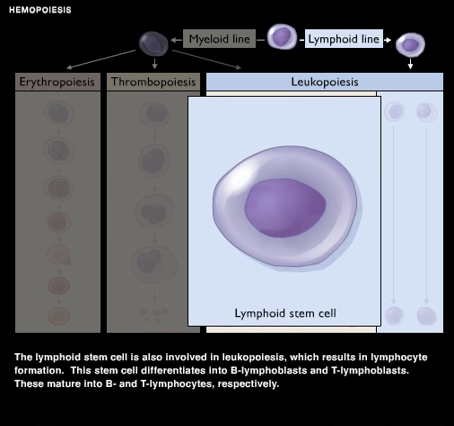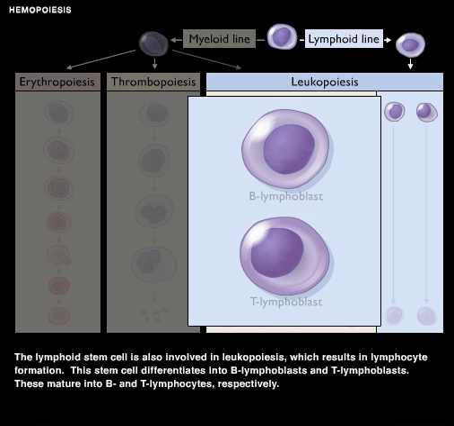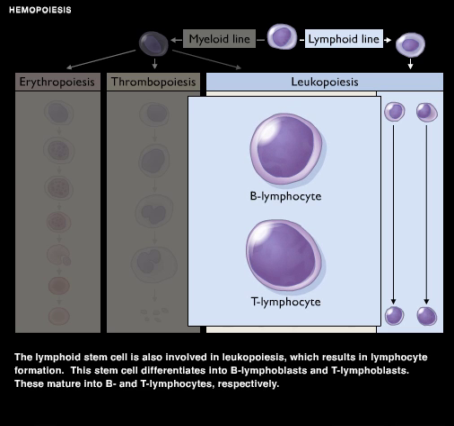The lymphoid stem cell is also involved in leukopoiesis, which results in lymphocyte formation. This stem cell differentiates into B lymphoblasts and T lymphoblasts. These mature into B and T lymphocytes, respectively.